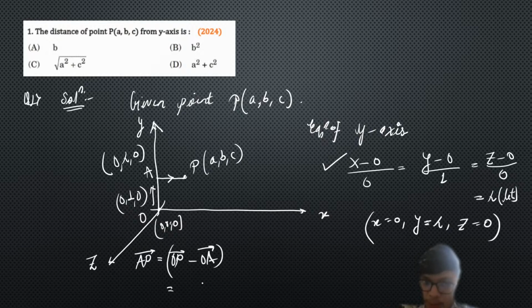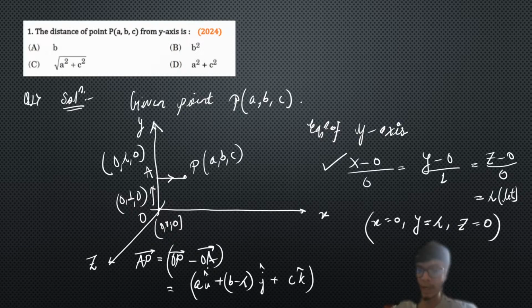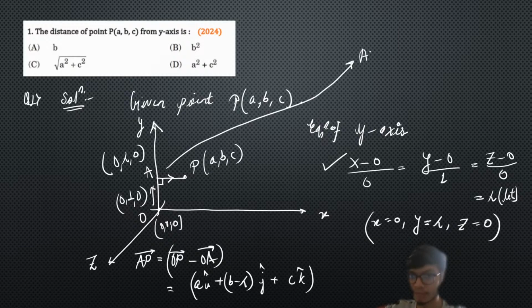So that is basically going to be equal to AI cap plus B minus lambda times of J cap plus CK cap, right? As simple as that. Now I know that this particular vector AP is going to be perpendicular to the vector OA, right? So whenever I know the vector is perpendicular, I'll just take the dot product and make it equal to 0.